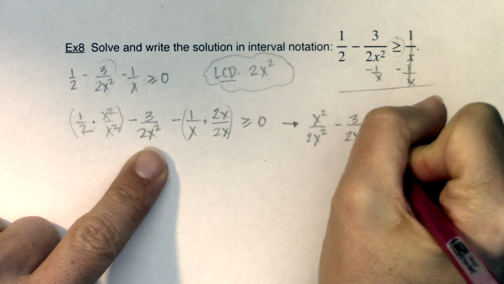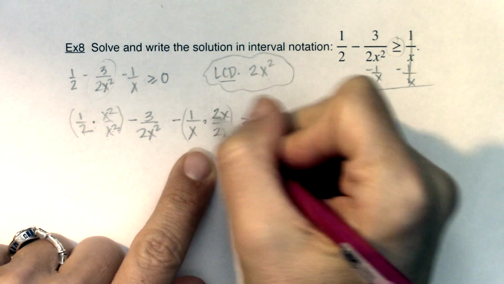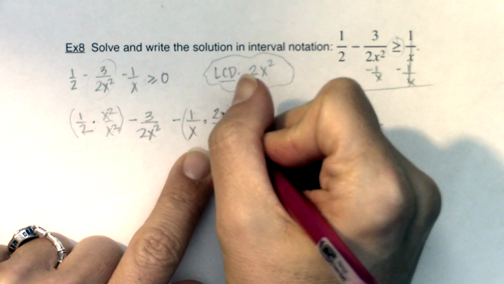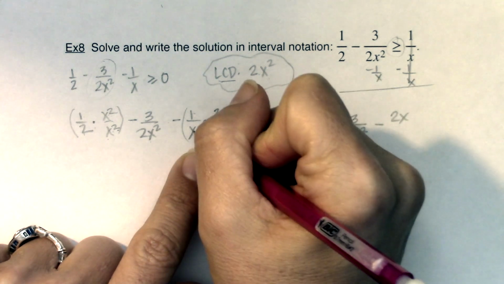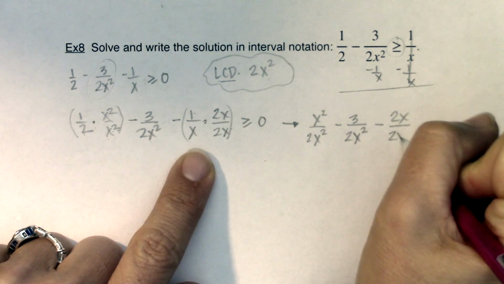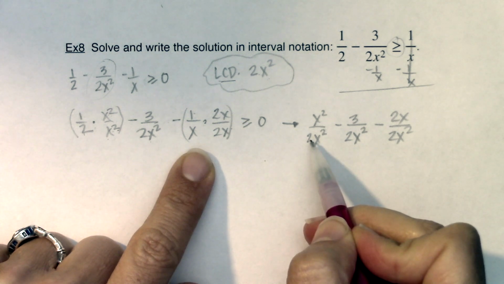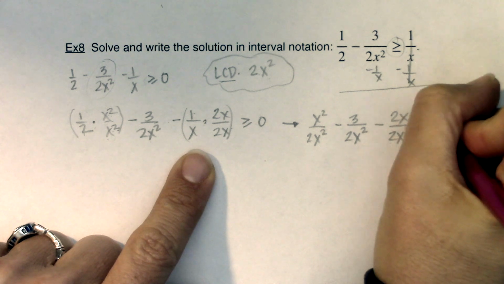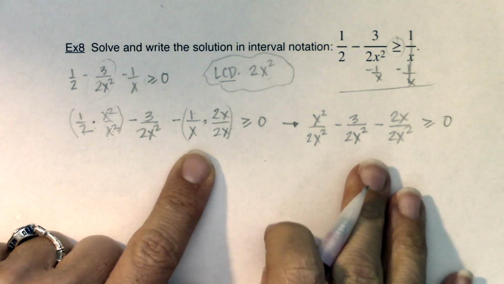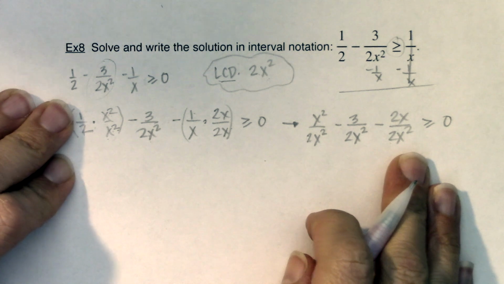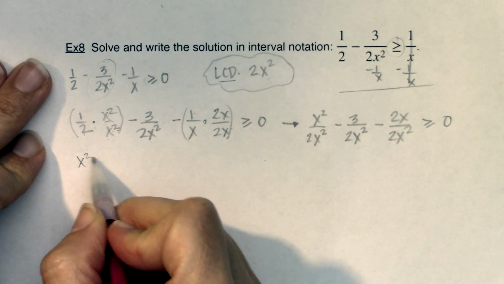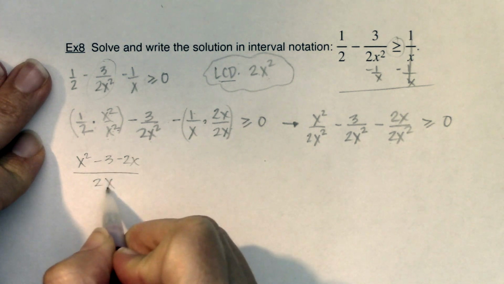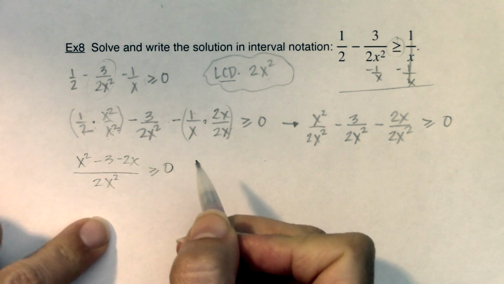I didn't have to do anything to this fraction, so we've got 3 over 2x squared. And then this product: I've got the subtraction sign, so 1 times 2x is 2x, and x times 2x is 2x squared, which is what we wanted. We wanted all of these denominators to ultimately be the same, and I'll keep that symbol, greater than or equal to 0. So now that I've got these common denominators, I'm going to combine the numerators over ultimately 2x squared, and that's going to be greater than or equal to 0.